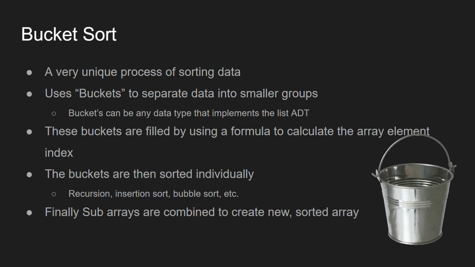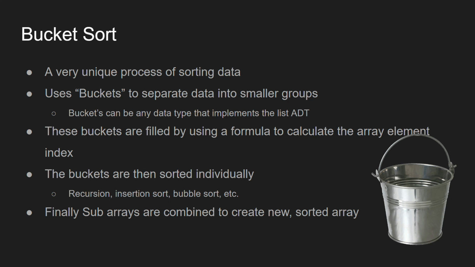Now, as the name implies, bucket sort uses what we call buckets to separate data into smaller subarrays. These buckets can be any data type as long as it implements the list ADT, which is important in storing the numbers into individual categories. These buckets are filled by taking a specific index formula and applying it to each array element. There are two major index calculations or formulas, and I'll go into both of them in more detail in a bit.